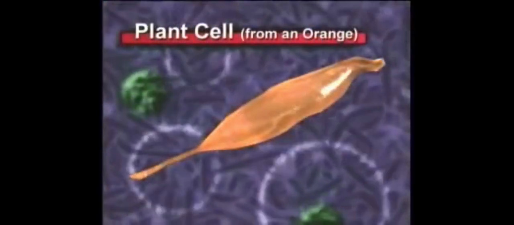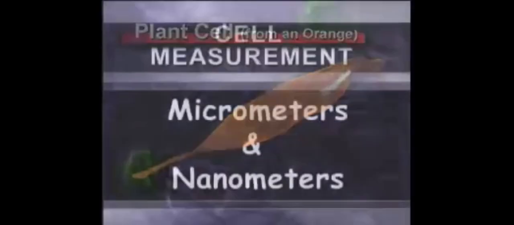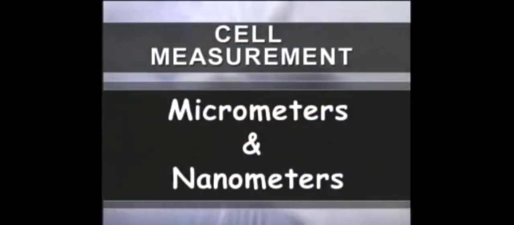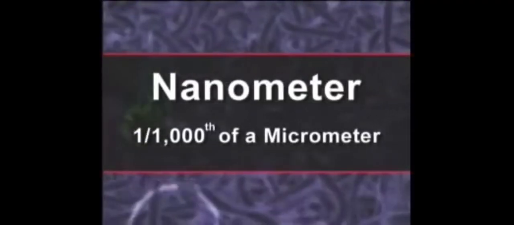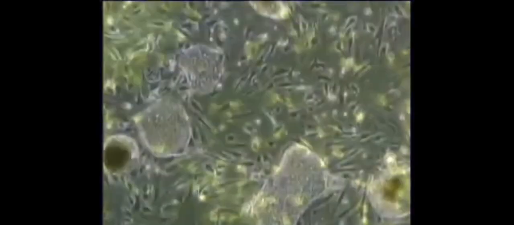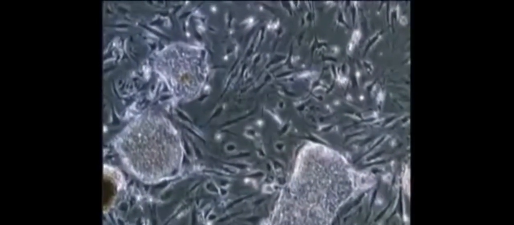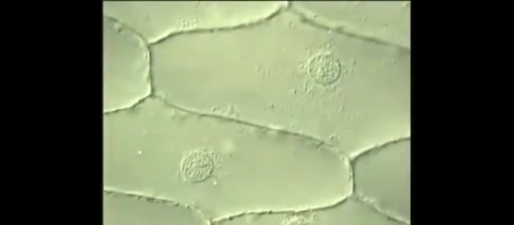Most cells are microscopic. They cannot be seen without the aid of a microscope. But if you look at a slice of an orange, you will see it is actually made up of lots of tiny sacs. These sacs are large plant cells, visible to the naked eye. Cells are measured in micrometers and nanometers. A micrometer is 1/1000th of a meter, and a nanometer is 1/1000th of a micrometer. Because cells are so small, they remained hidden and unknown for centuries. It wasn't until the invention and development of microscopes that this miniature world was finally revealed, allowing scientists to study and begin to understand cellular life.